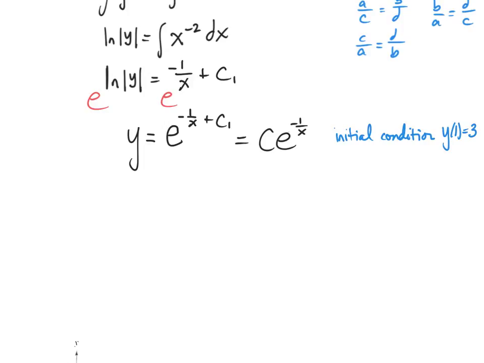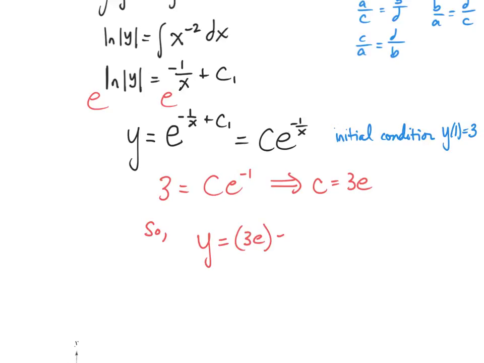All right, so if I plug in y equals 3 and x equals 1, I get 3 equals c e to the negative 1, or c is equal to 3e. So what's my final going to be? My c is 3e, times e to the negative 1 over x.